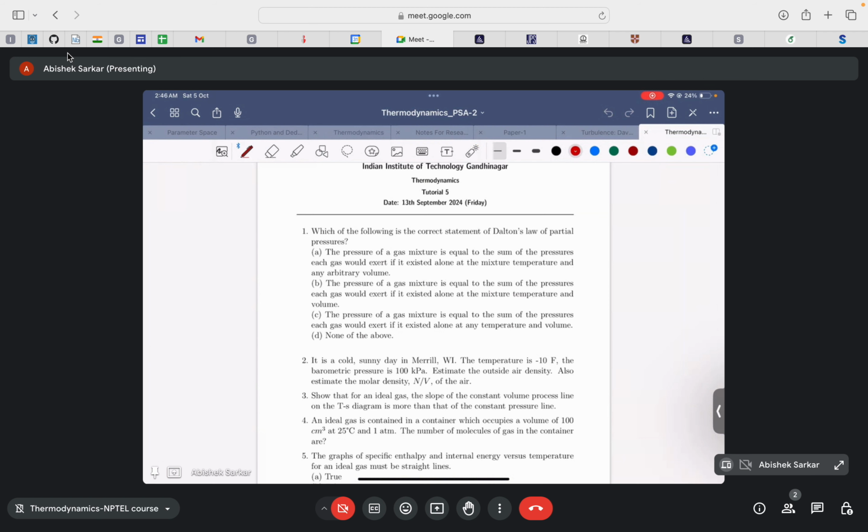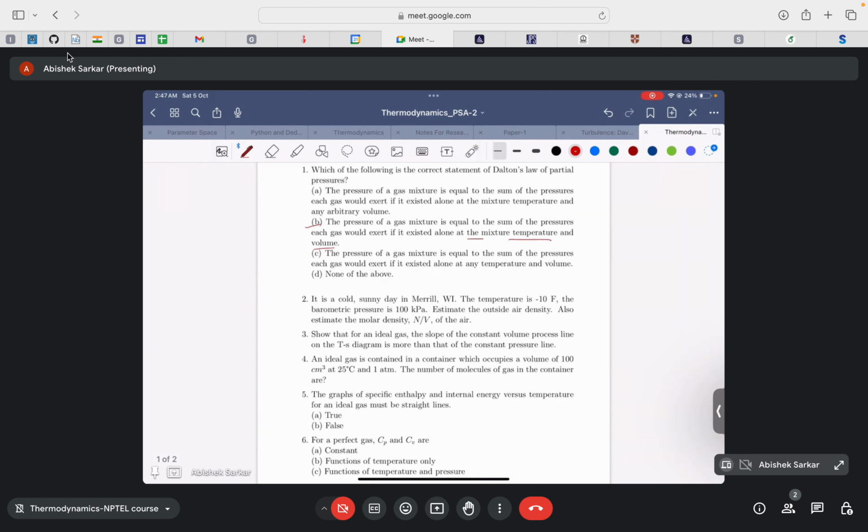So here the correct answer is option B, that the pressure of a gas mixture is equal to the sum of the pressures that each gas would exert if it existed alone at the mixture temperature and volume. As I already mentioned while deriving Dalton's law of partial pressure, we need to keep the temperature and the volume constant for each and every gas component in the mixture. So let us go to the second question.